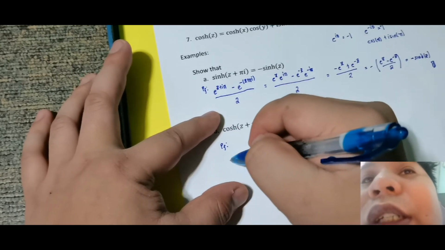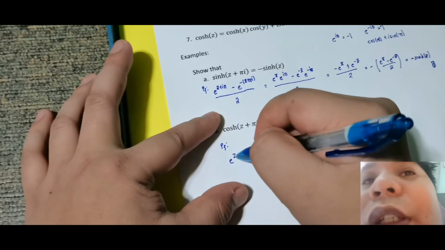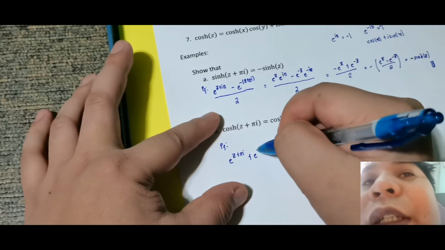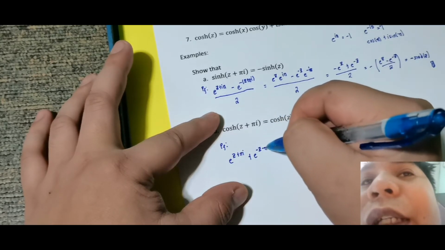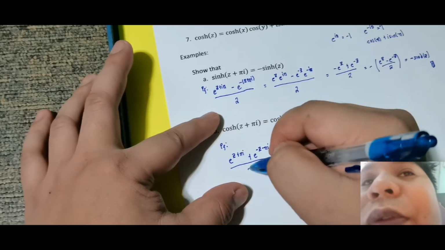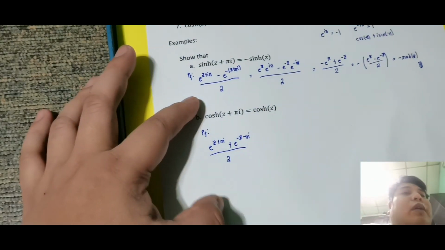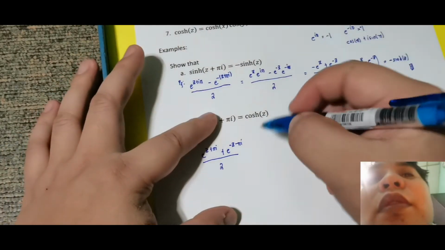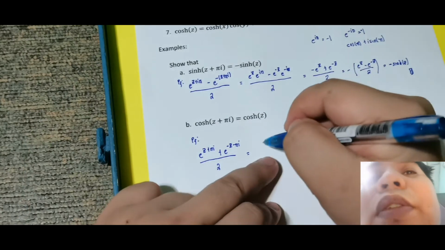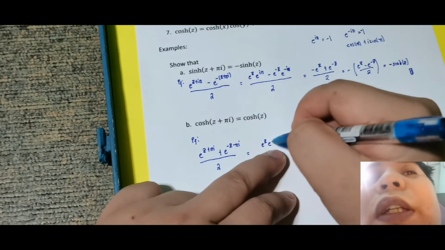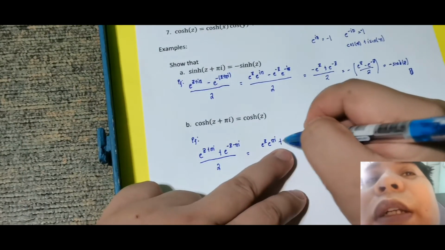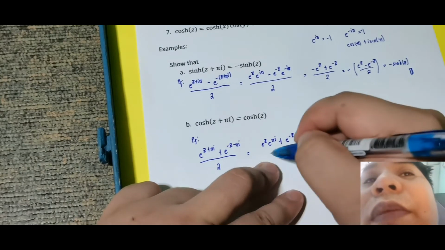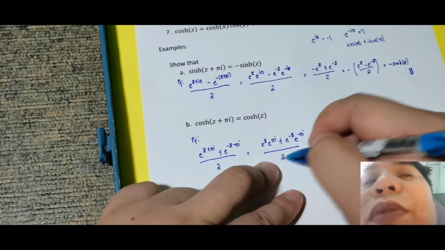So, this is e raised to (z plus iπ) plus e raised to (negative z minus iπ), all over 2. Okay, so baka may magtanong, sir, bakit walang i? Bakit walang i? Ito ay hyperbolic, wala silang i. Okay, then this is equal sa e raised to z times e raised to iπ, plus e raised to negative z times e raised to negative iπ, all over 2.